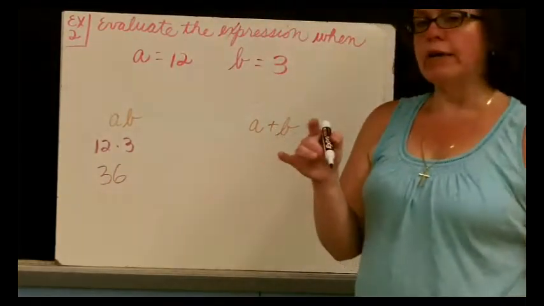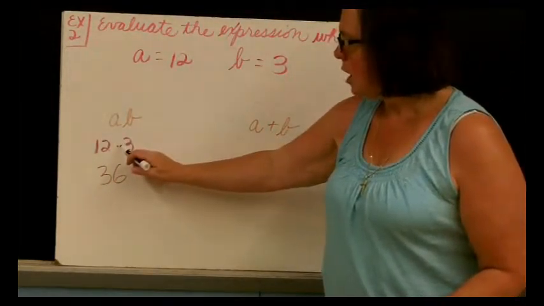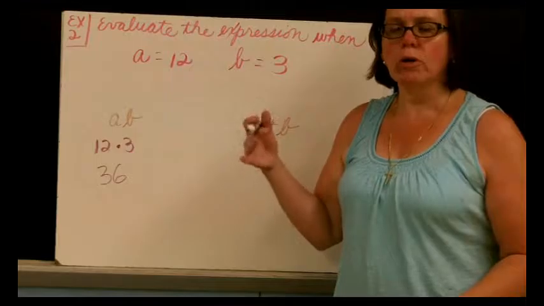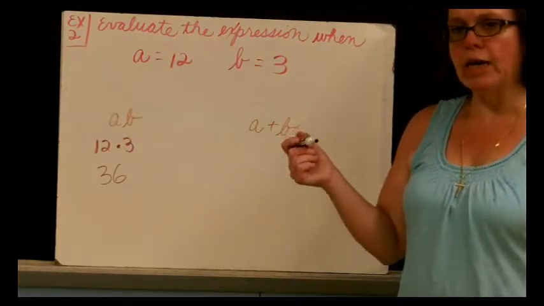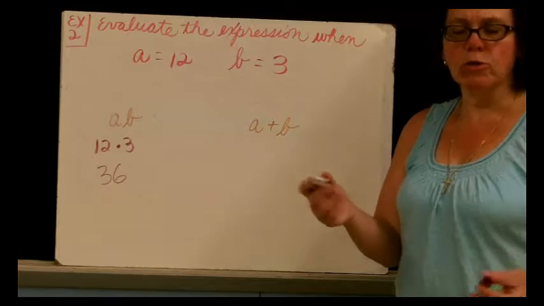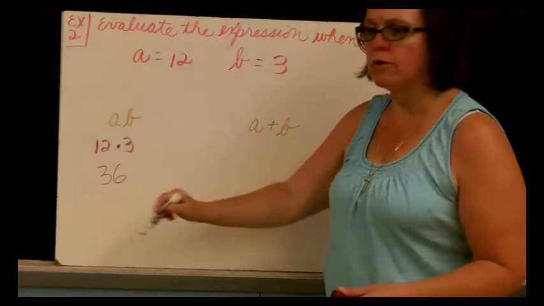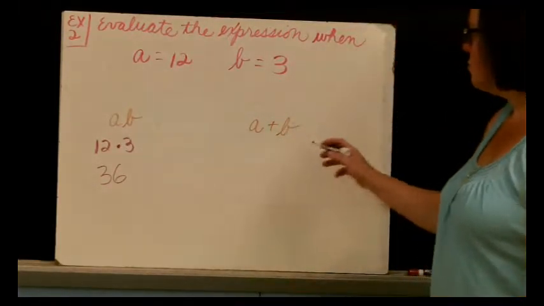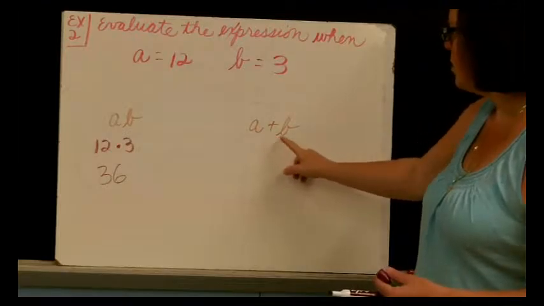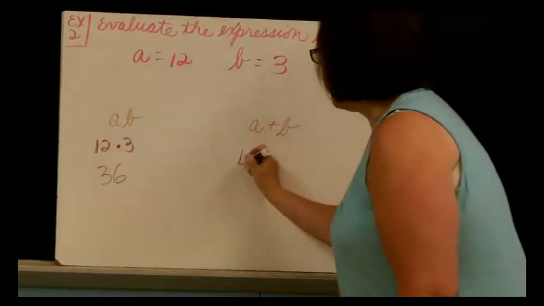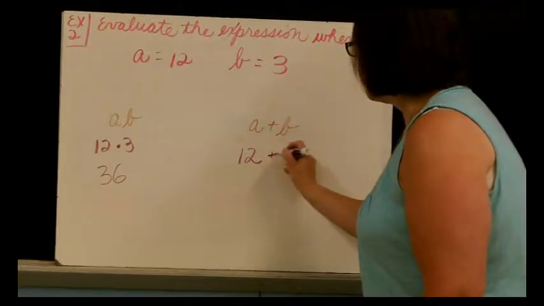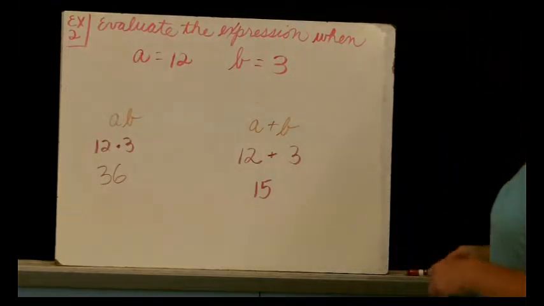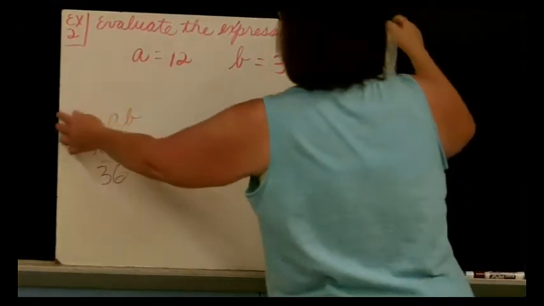Now there's something else I want to point out to you, ladies and gentlemen. Notice we are using a dot to indicate multiplication. Because we are using variables nearly every day, we get rid of using an x because it would just confuse the situation. So when you are writing out a multiplication expression or equation, use a dot. Now let's move on to our next example. Here we have a plus b. Our a is 12, b is 3, 12 plus 3, 15. We're almost done. Only one more example.